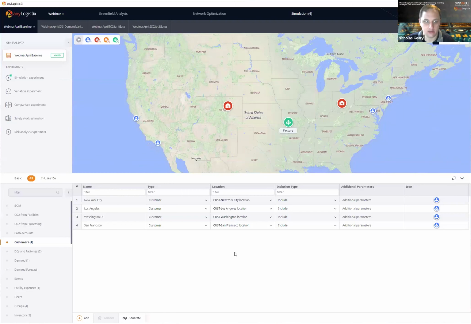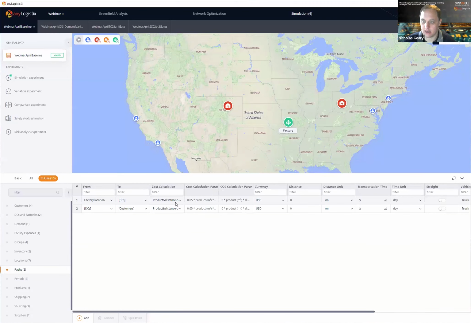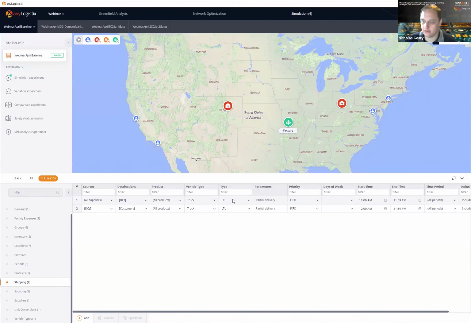A couple other pieces I want to point out are the paths table. If I click over here in use, take a look at the paths table. It's just a simple product by distance formula using 5 cents per product distance. If I go over to our shipping table, we are using just a simple LTL model, so less than truckload.